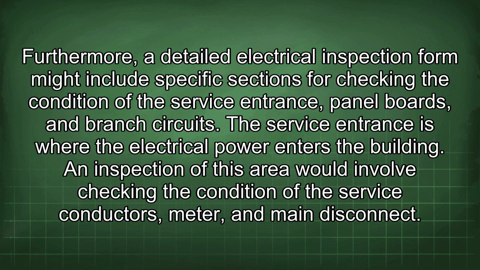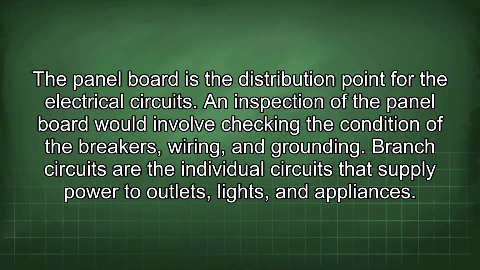Furthermore, a detailed electrical inspection form might include specific sections for checking the condition of the service entrance, panel boards, and branch circuits. The service entrance is where the electrical power enters the building. An inspection of this area would involve checking the condition of the service conductors, meter, and main disconnect. The panel board is the distribution point for the electrical circuits. An inspection of the panel board would involve checking the condition of the breakers, wiring, and grounding.